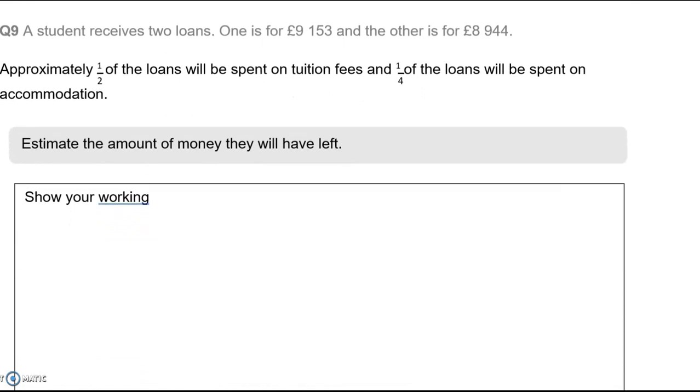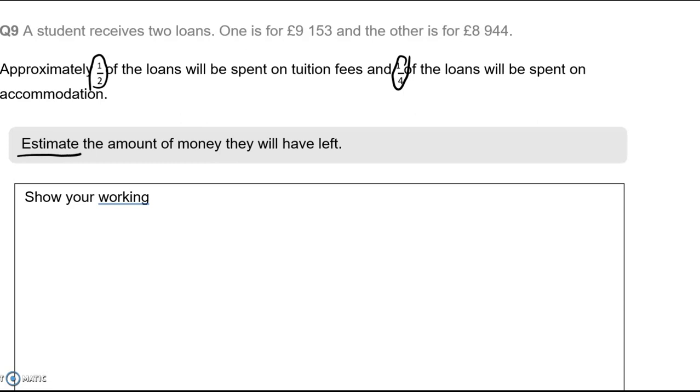Question number 9. A student receives 2 loans. One is for £9,153 and the other is for £8,944. Approximately half of the loans will be spent on tuition fees and a quarter of the loans will be spent on accommodation. Estimate the amount of money they will have left.